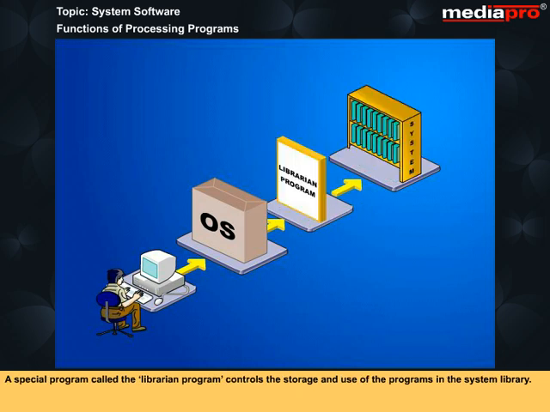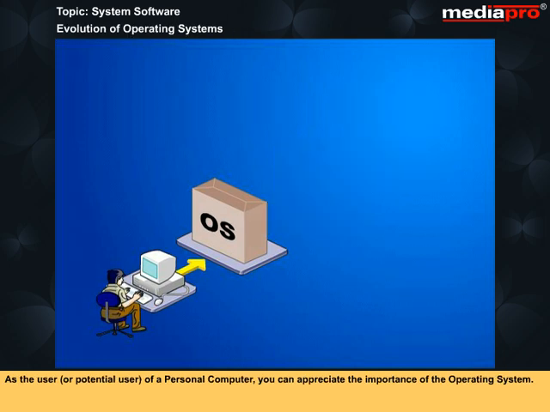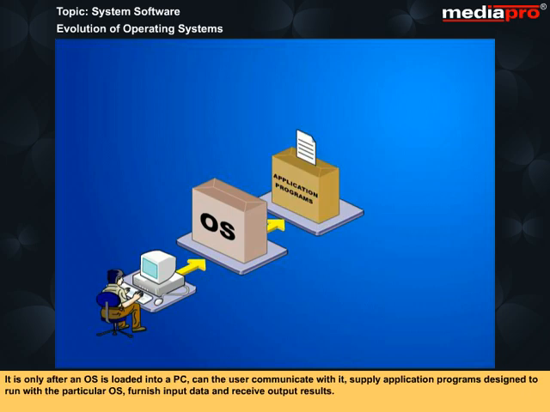A special program called the librarian program controls the storage and use of the program in the system library. It also maintains a library program directory and monitors the addition and deletion of routines from the library. As the user or a potential user of a personal computer, you can appreciate the importance of the operating system. It is only after an OS is loaded into a PC that the user can communicate with it, supply application programs designed to run with a particular OS, furnish input data, and receive output results.